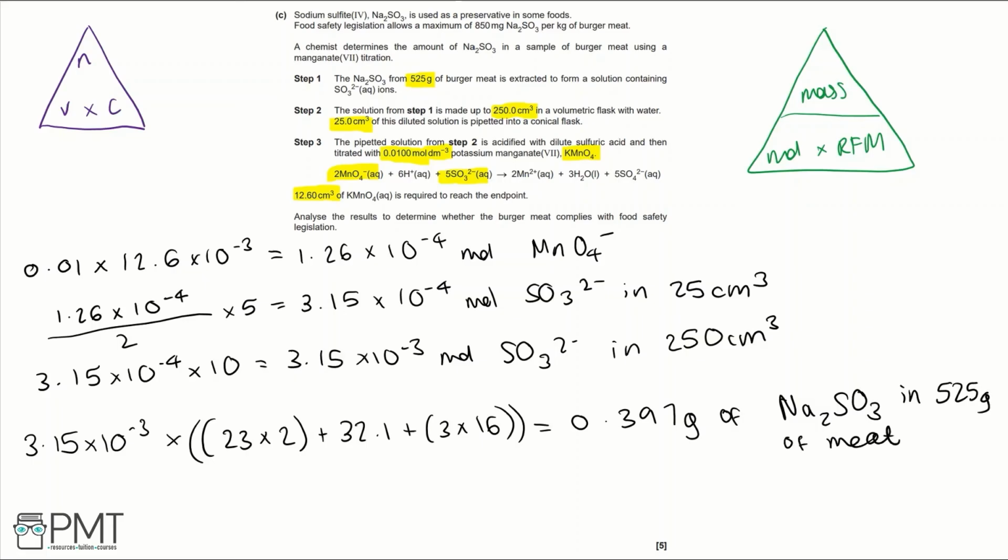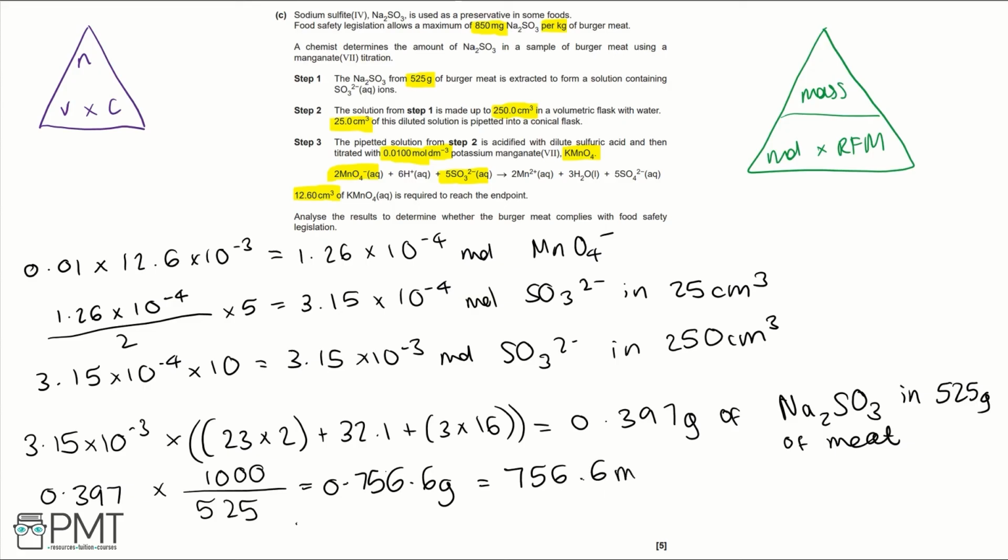But we want it per kilogram, which is right at the beginning of the question. So if we're trying to convert this into per kilogram, we need to do 0.397 multiplied by 1,000 divided by 525 grams. So 1,000 grams is in a kilogram, and we're dividing by our number of grams. So this equals 0.7566 grams, which if we convert to milligrams is 756.6 milligrams. Then we need to look at what we're allowed.